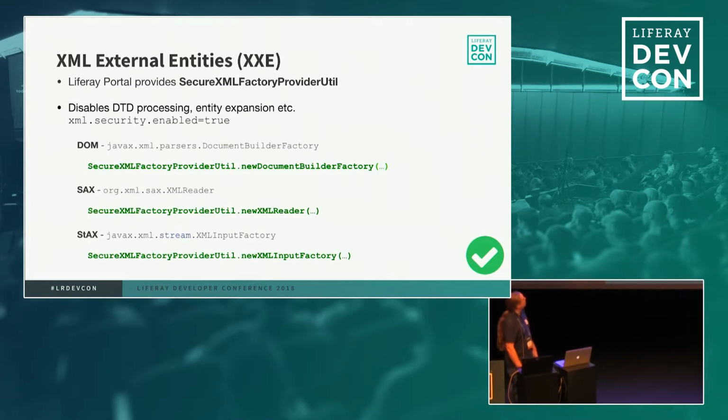Now, in Liferay, we provide a util called SecureXMLFactoryProviderUtil. On it, you have methods that provide entry points to get all the different kinds of parsers that you need in your projects. These are industry standard approaches to XML parsing: you have DOM, SAX, and StAX. So I urge you to have a look at this.